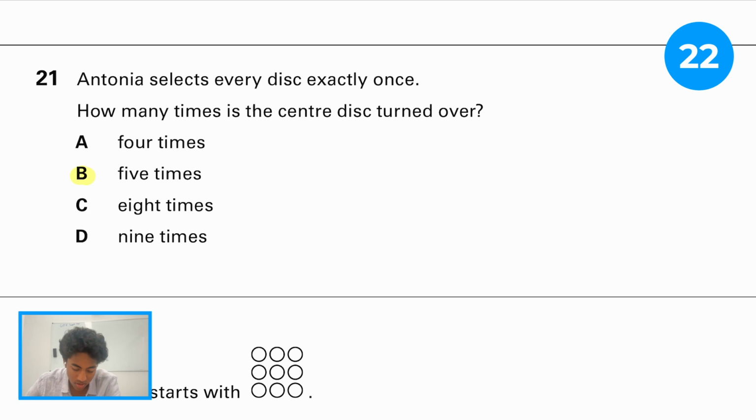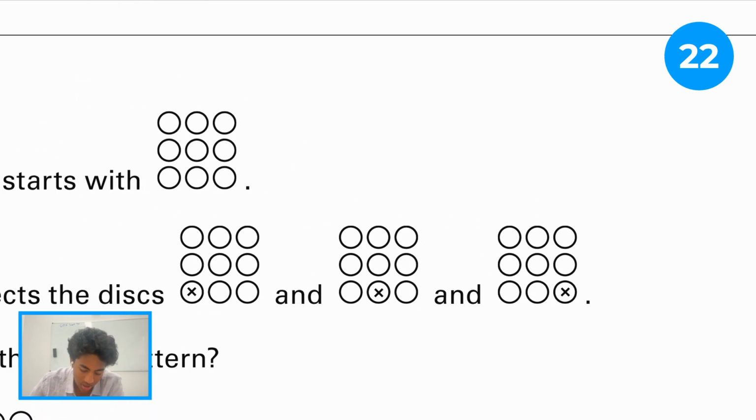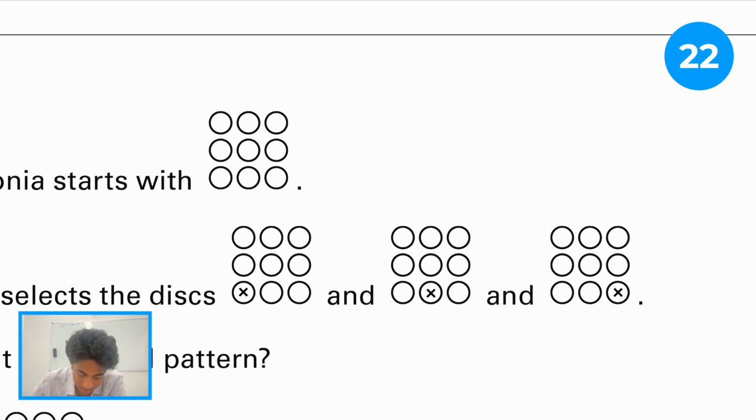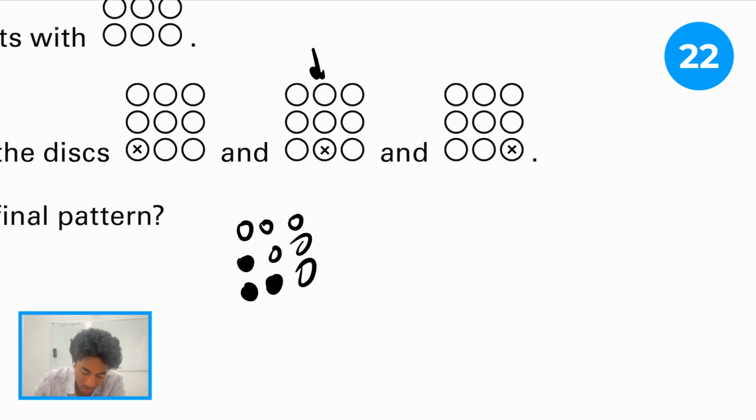Alright, Antonia starts with this. She selects the disc, boom, boom, boom. Okay, so let's see. If she starts with this and she selects this, let's draw out our circles, right? That means this will change color, this will change color, this will change color. Alright, then the next one, this is step 2. Step 2, this one will change color, this one will change. All these ones will change color, right?